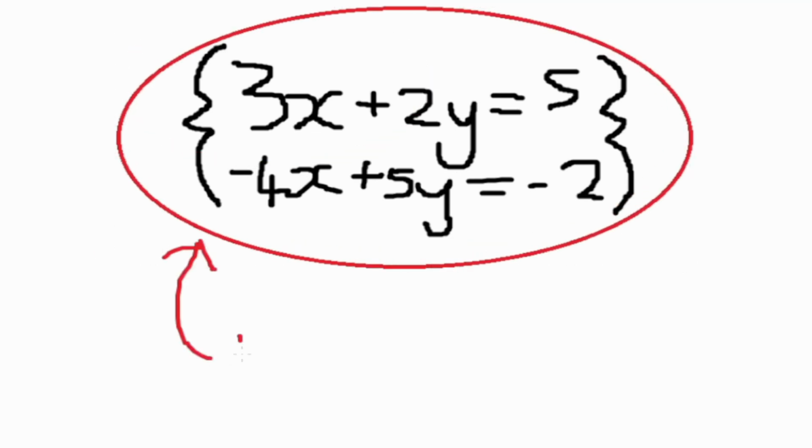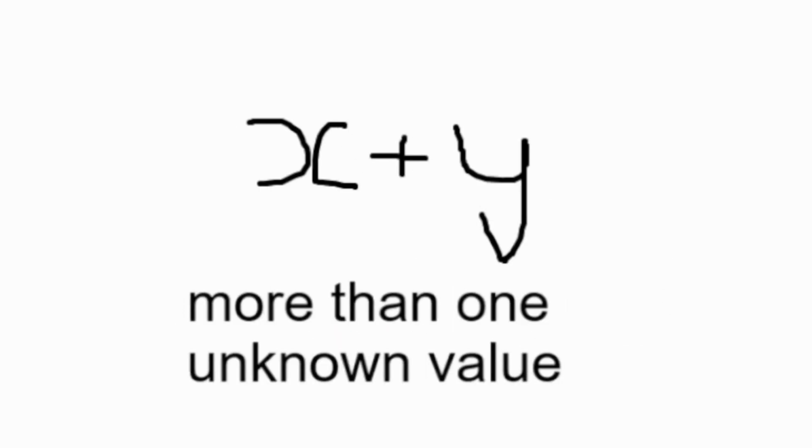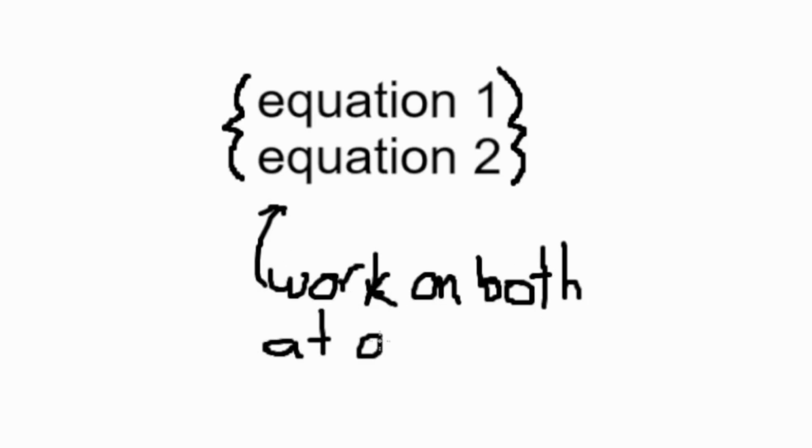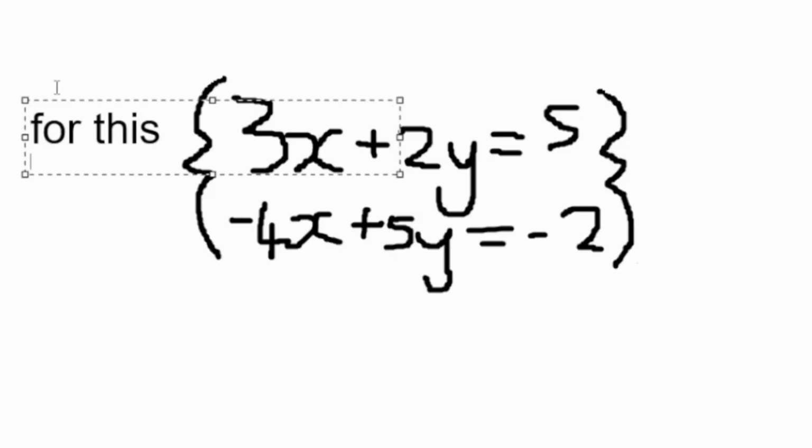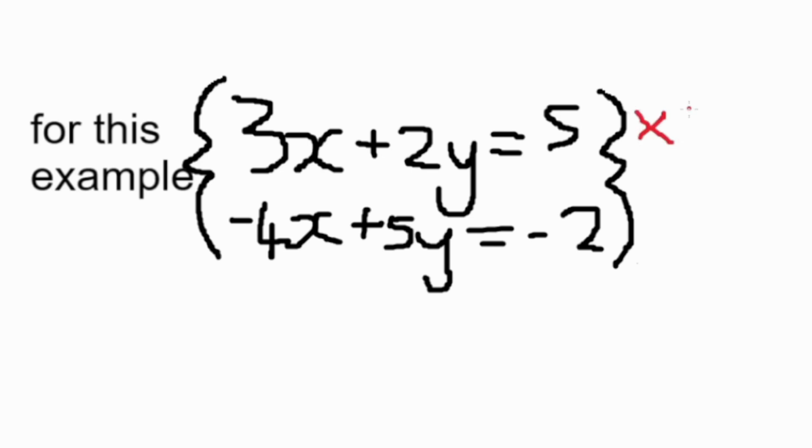Simultaneous equations. Well, actually, they still take a lot of steps, and it's probably more than the other ones, but shut up. Shut up! This is a system of equations: a set of equations with more than one unknown variable, which we solve for simultaneously by working on both at once. There are 2 techniques for solving these: elimination and substitution. For this example, we multiply the entire top equation by 5 and multiply the bottom by 2.